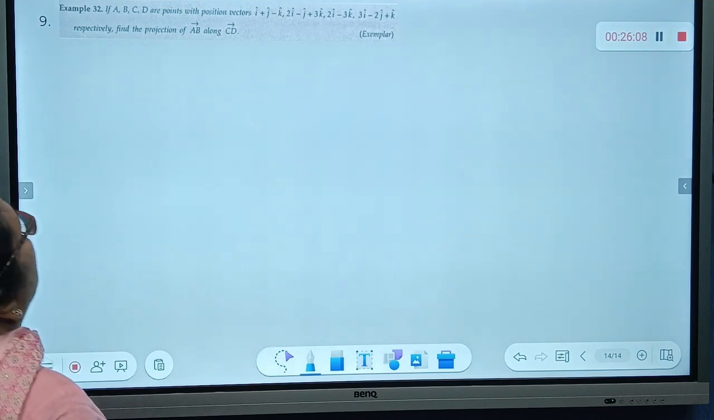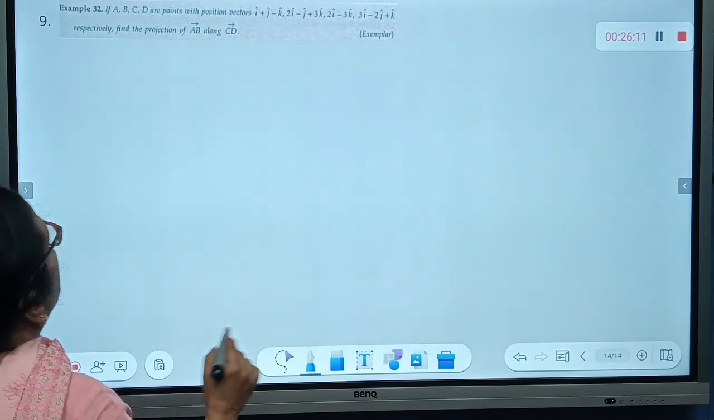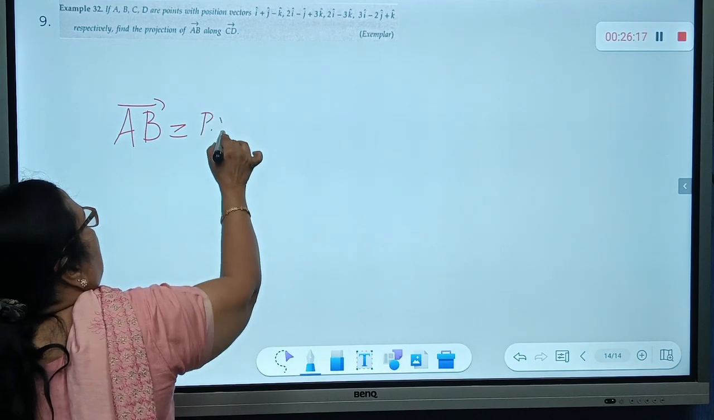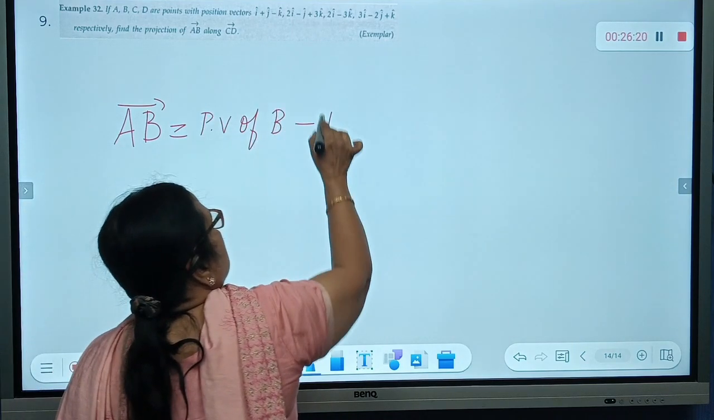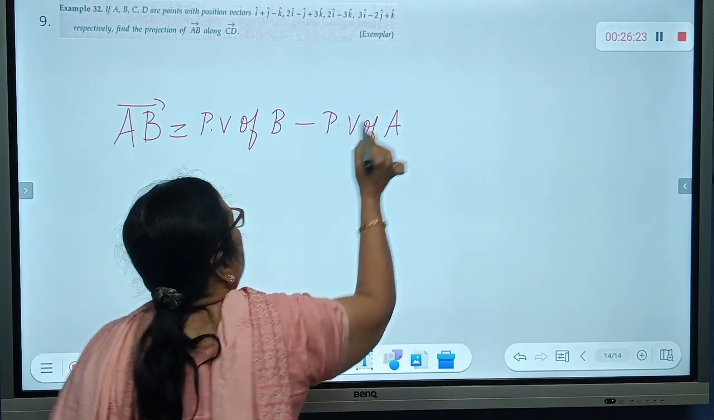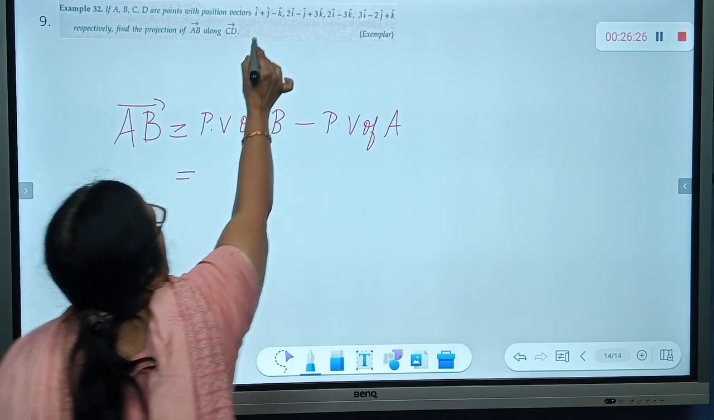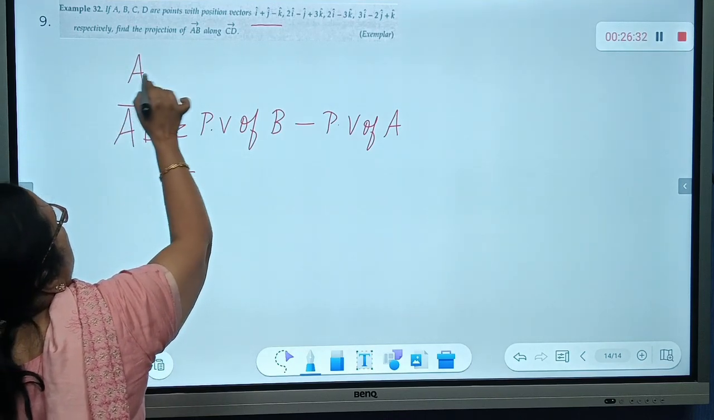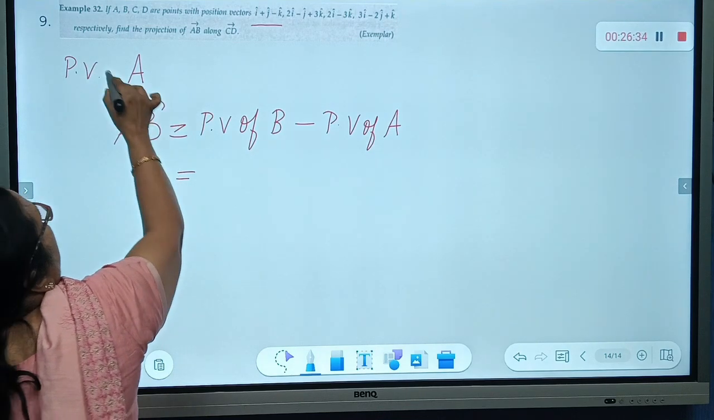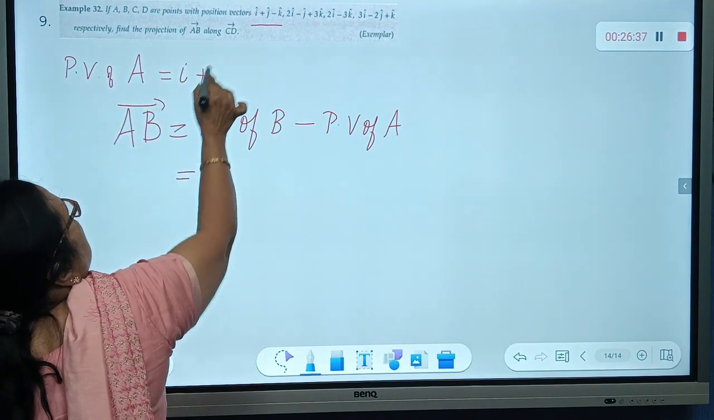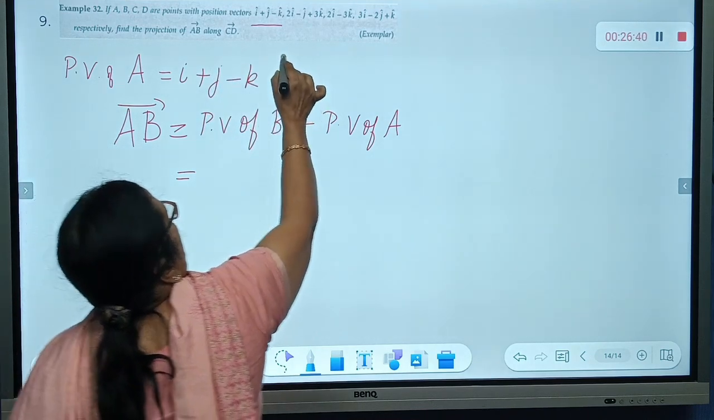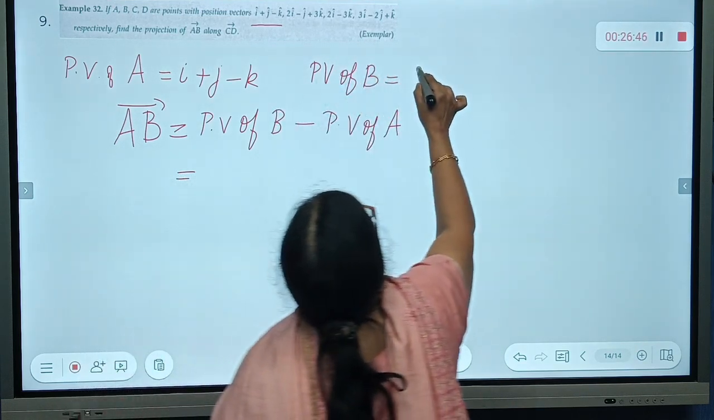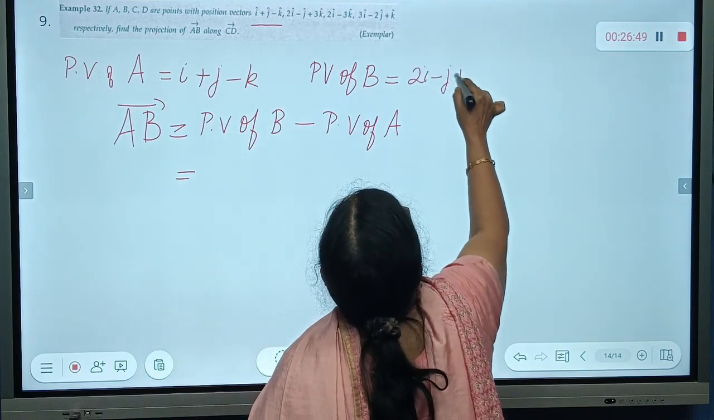Now, A, B, C, D are points with position vectors. Find the projection of AB along CD. So, what is AB vector? It is the position vector of B minus the position vector of A. Let me write here clearly. A, B, C, D are position vectors. The position vector of A is i plus j minus k. The position vector of B is 2i minus j plus 3k.